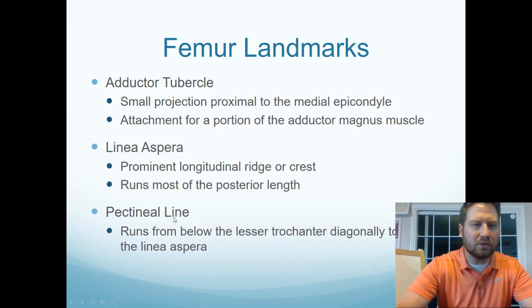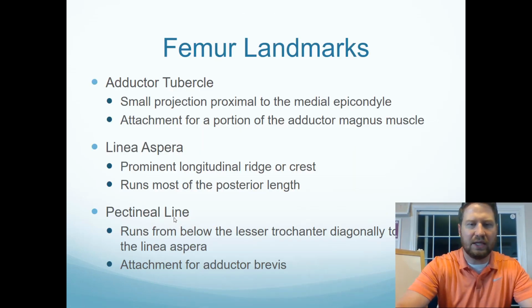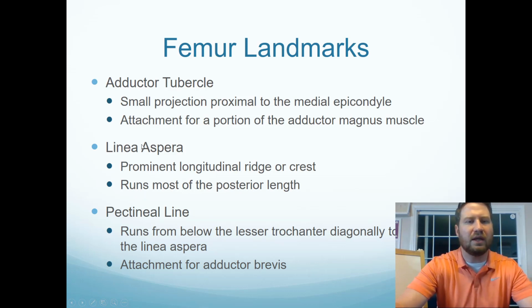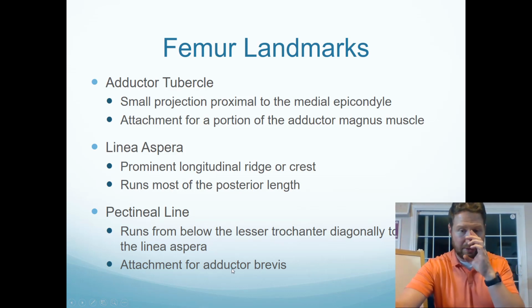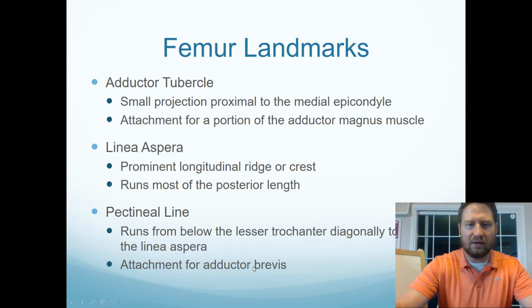We have an adductor tubercle, a linea aspera, and a pectineal line. Okay, that adductor tubercle is a small projection proximal to the medial epicondyle, and that's going to be the insertion point for our adductor magnus. The linea aspera is a prominent longitudinal ridge or crest that runs most of the posterior length, and the short head of our biceps is going to originate on the linea aspera. We have a pectineal line which runs from below the lesser trochanter diagonally toward the linea aspera, and this is where our adductor brevis is going to attach.